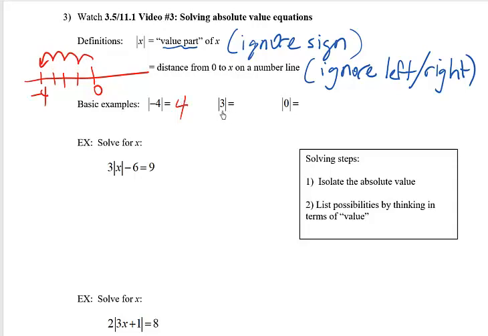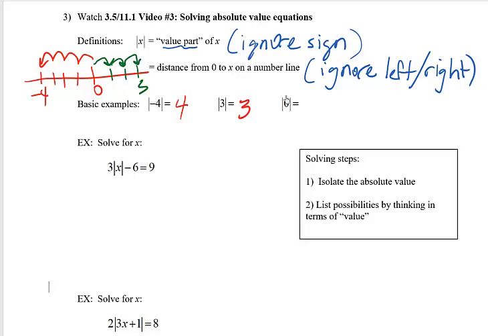How about absolute value of +3? Well, if you take off the positive, all you're left with is 3. It's the value portion of the number. Again, you could count that out on a number line. In order to walk from 0 to 3, it would take you 3 steps. 1, 2, 3.